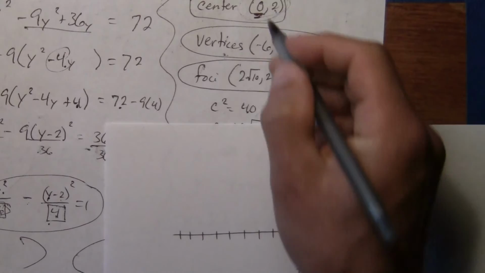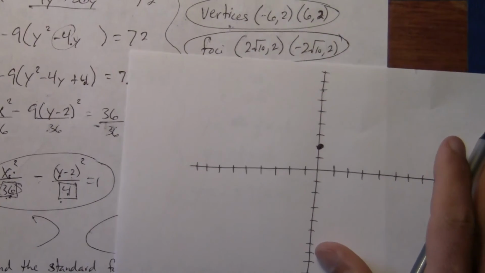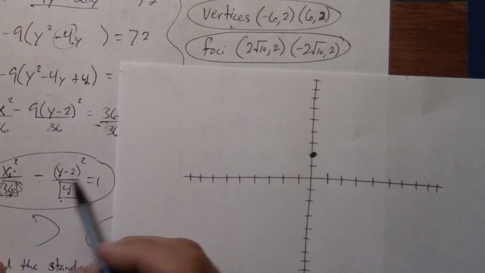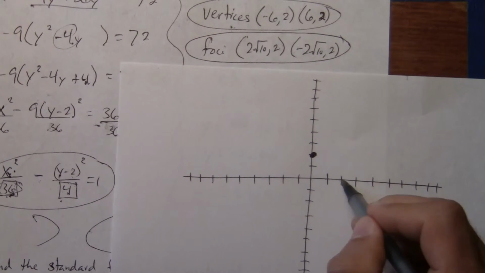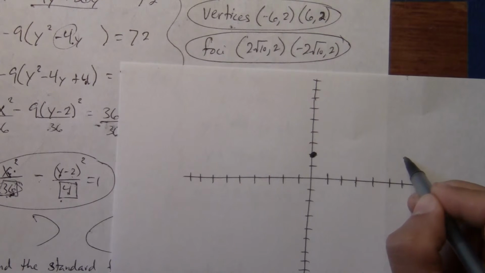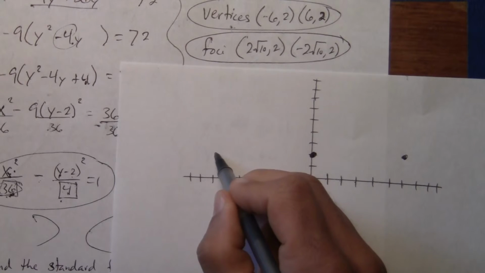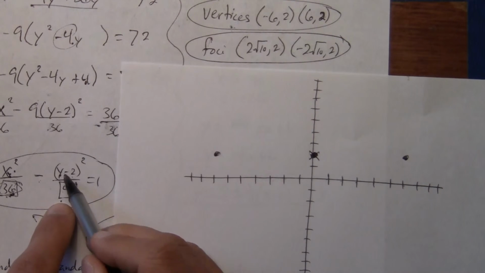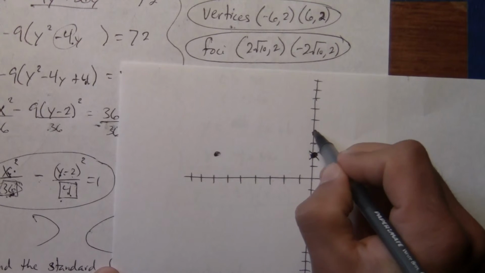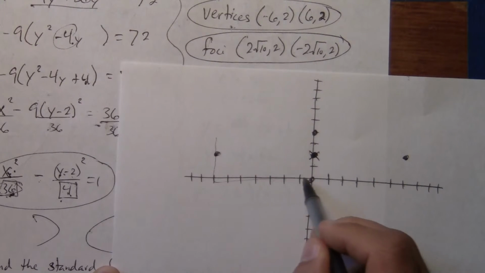I guess since we found all this information, I could just graph it that way, but I don't like doing that. I like being able to look at the equation and figure it out from there. Square root of 36 is 6. It's under x, so go to the right 1, 2, 3, 4, 5, 6. Go to the left 1, 2, 3, 4, 5, 6. And then square root of 4 is 2. Go up 2, down 2. Lightly draw in that rectangle.